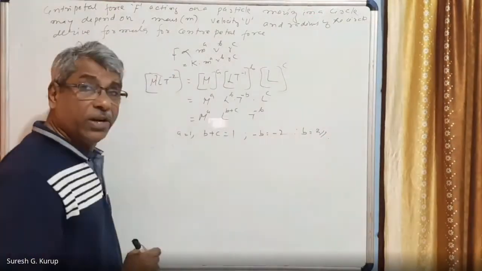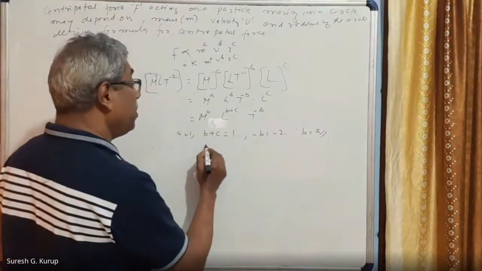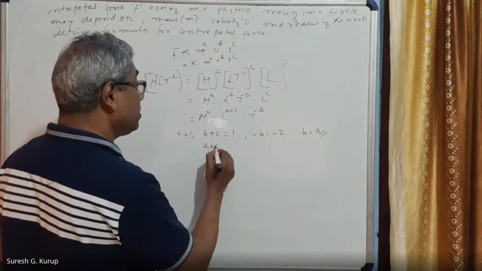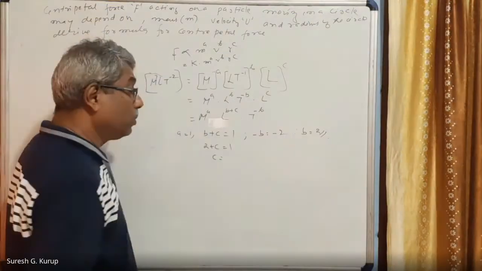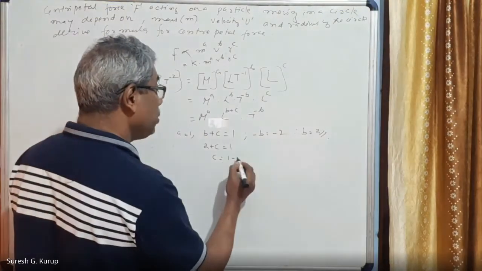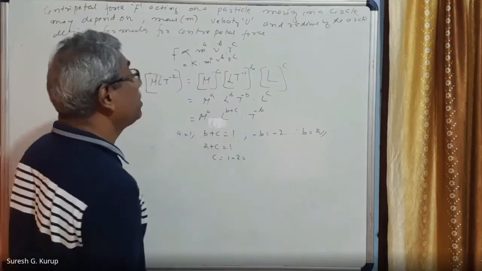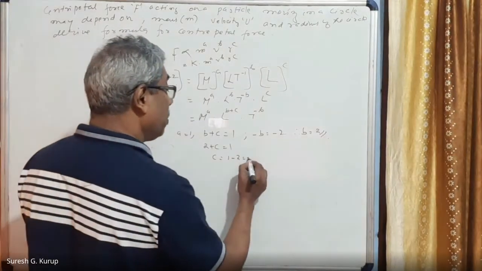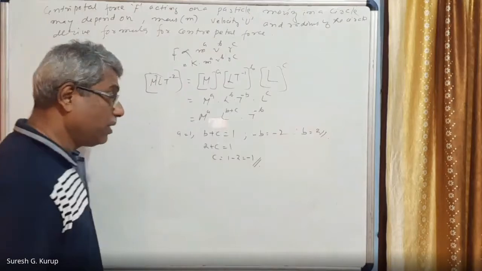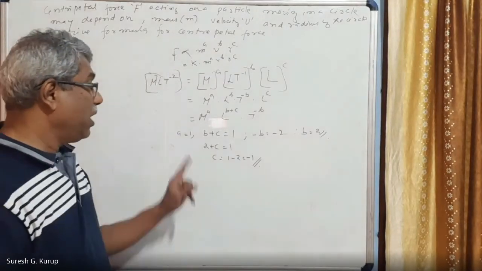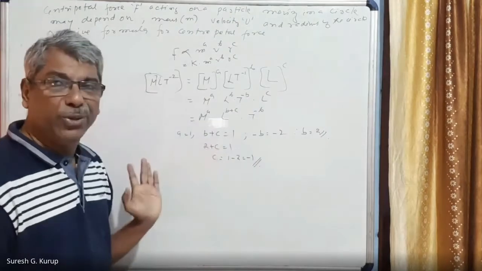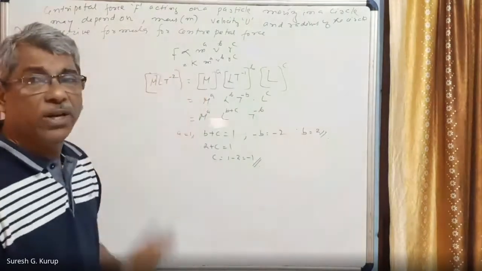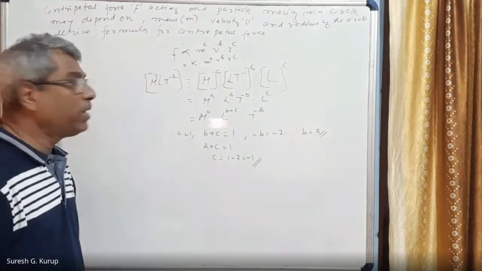Applying this formula, what you'll get? That is, b means 2 plus c is equal to 1. Therefore, c is equal to 1 minus 2, which is equal to minus 1 you will write. Right? So a is equal to 1, b is equal to 2, and c is equal to minus 1 you got. Applying this, very readily you will get the relation.